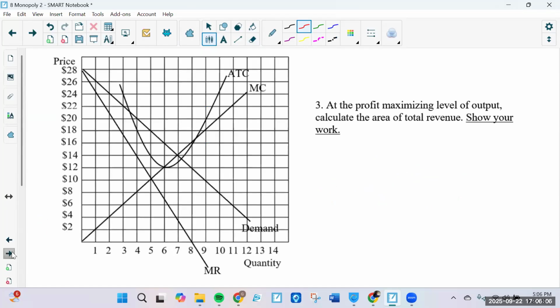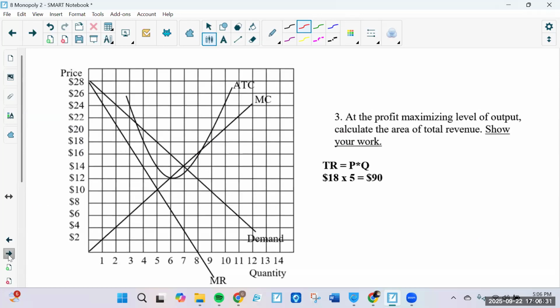At the profit maximizing level of output, calculate the area of total revenue. No, it's not the next question. Show your work. In economics, anytime they say show your work or calculate, they want you to give the economics formula, if there is one, put in all the numbers that count, and then solve for it. So total revenue is price times quantity. You had to write that total revenue is price times quantity to get credit for this.